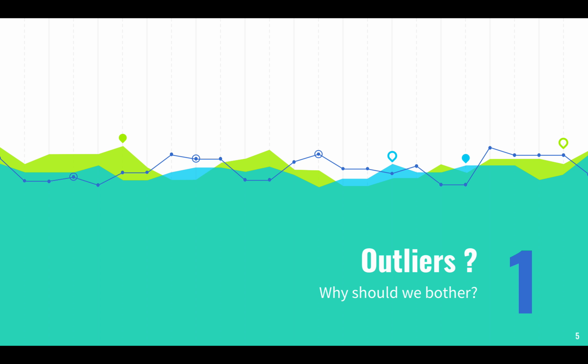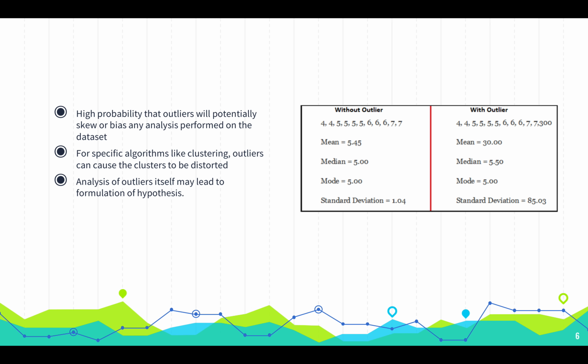So now what we have seen is what is an outlier, what is noise, and what are the reasons behind it. Now one thing which generally comes to mind is, okay, why should we bother about it? There are a few reasons why this can be a real pain. First, there's a high probability that the outlier will potentially skew or bias your analysis.